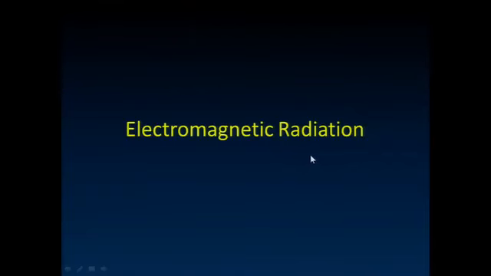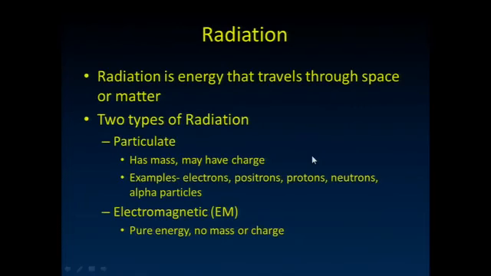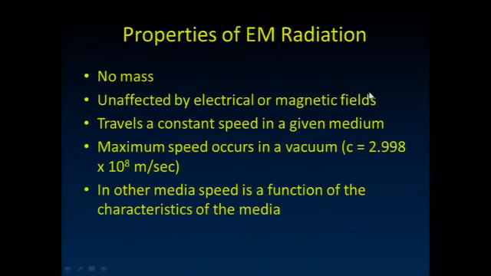Okay, good. All right, so let's start talking about electromagnetic radiation here. Radiation is energy that travels through space and matter. There are two types. Particulate, that's stuff that has mass. It may have charge. Remember, the neutron doesn't have any charge, but the positron and the alpha particle have charge. The electron fits in that class as well. And then electromagnetic radiation, the pure energy, has no mass or charge.